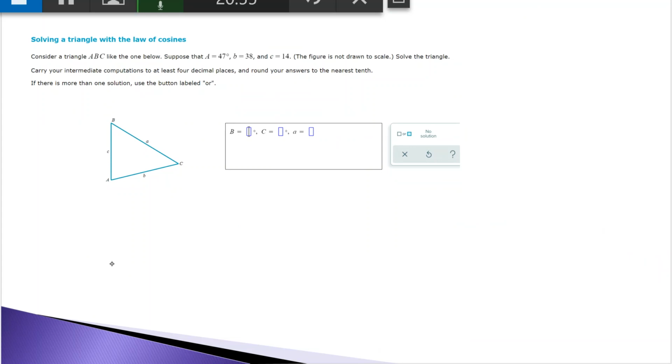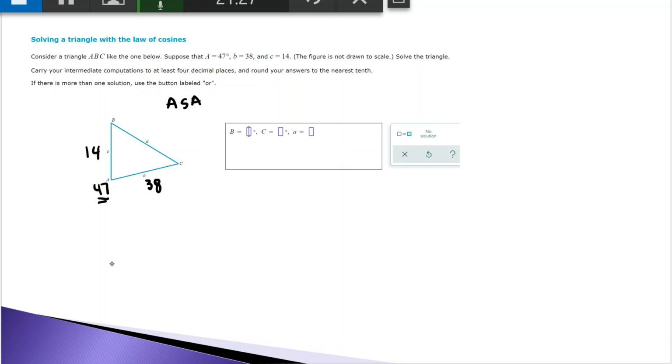So I know that A is 47 degrees. I know that side B is 38. And I know that side C is 14. So I have an angle, side, angle. I do not know an angle and an opposite side. There's no way I could find it. So since I don't know an angle and an opposite side, I'm thinking, okay, law of cosines. And sure enough, angle side to angle is one of the ones we use law of cosines for.